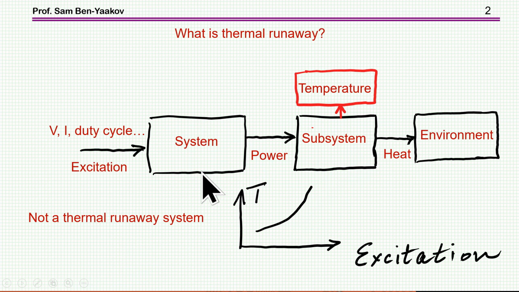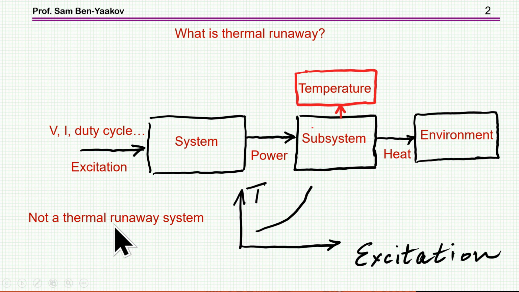Suppose we have a system, say a DC-DC converter or some other system, which is subjected to some excitation. This could be, say, the voltage, duty cycle, or current. Obviously, there is a power generated, and I'm talking about the lossy power, which, as it dissipates in the subsystem, increases the temperature. Some of the heat is going out, but there is a temperature gradient, and the temperature of the subsystem can go up and up. And this obviously can eventually bring about some failure.